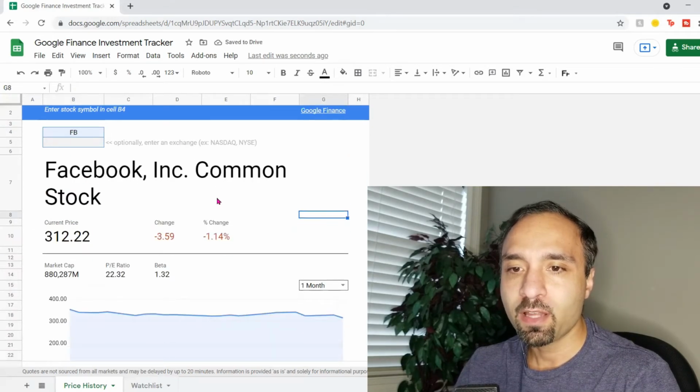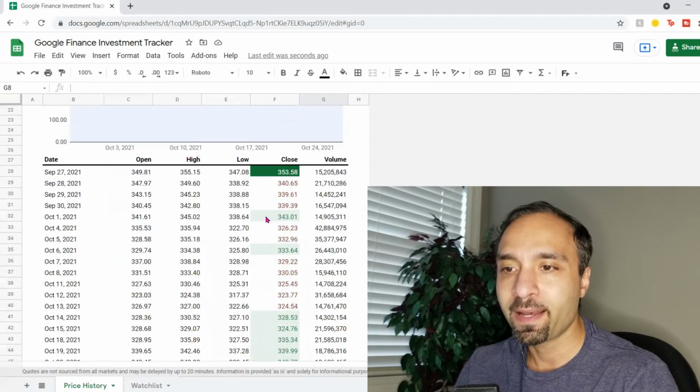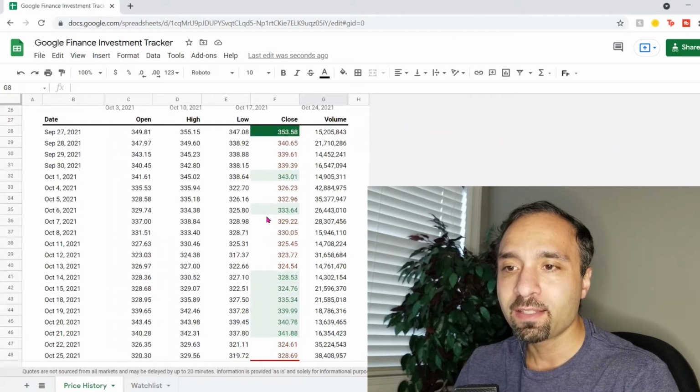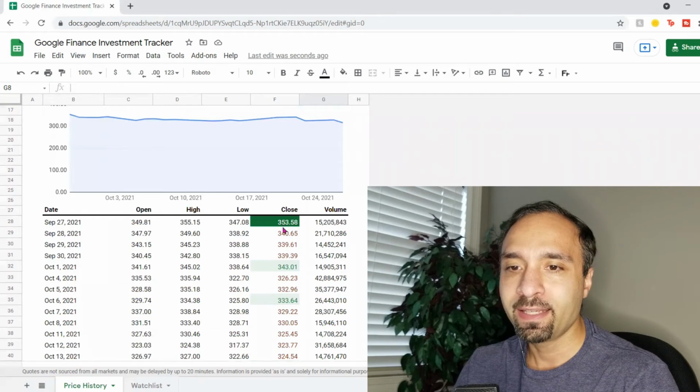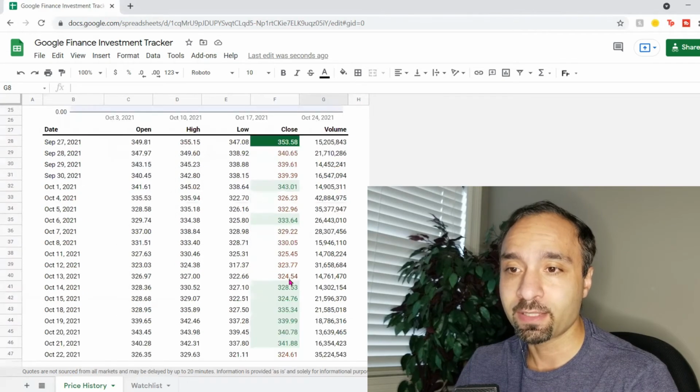Facebook common stock, the last price for that was $312.22. In the last trading day, it was down by 1.14%, or about $3.59. Over the span of the past 1 month, the highest price that it had hit was $353.58, and the lowest was actually today. It hit $315.81 as the closing day price.